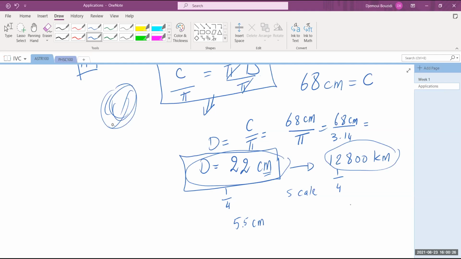How big would the local group be? The local group, if you look at table 2.1, which is page 14 again, it says the local group radius, not diameter, is 1.5 million light years.